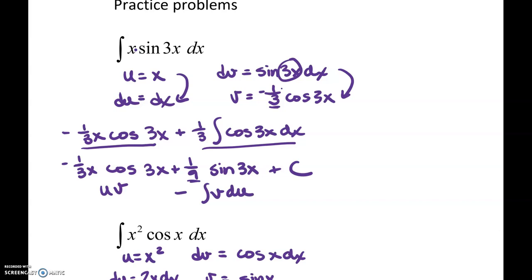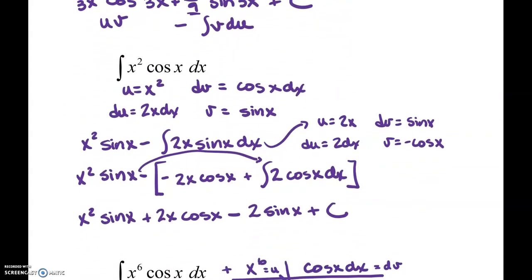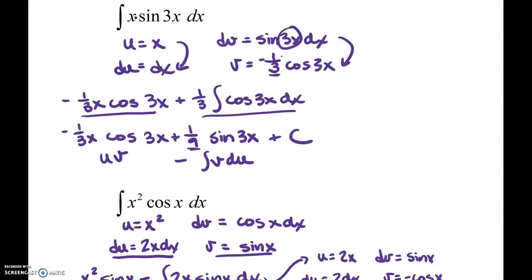The next example ups that x in front to an x squared. I'm still going to let u be x squared and dv be cosine. So here's my du and my v, and here's my uv. But look what happens when I get to my v du. I still have an x that I didn't have in the last two examples, because they were x, and when you differentiate x, you get rid of the x.